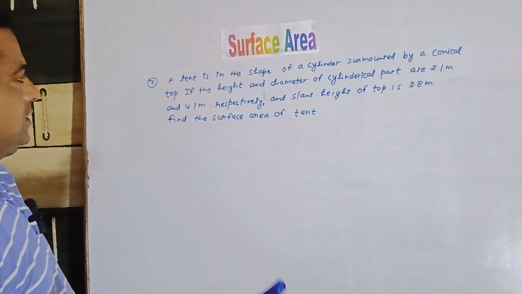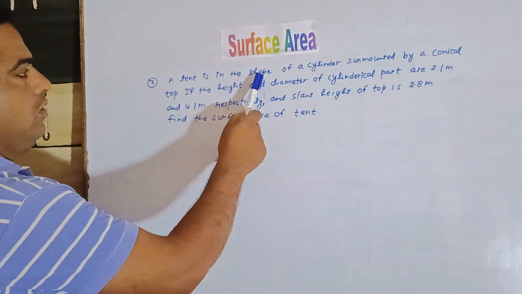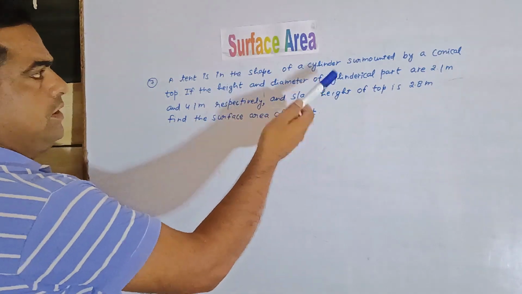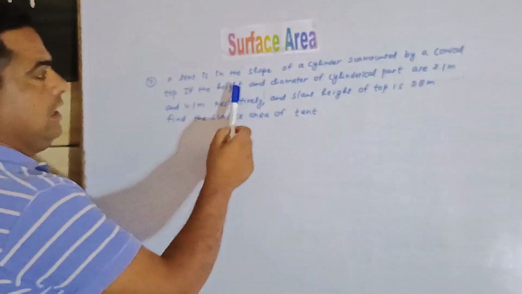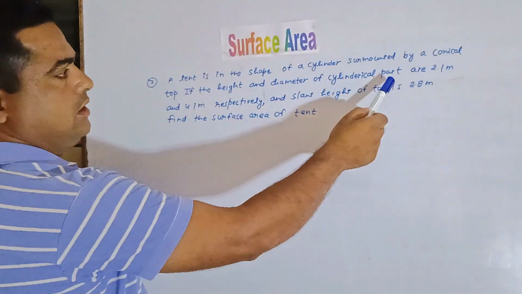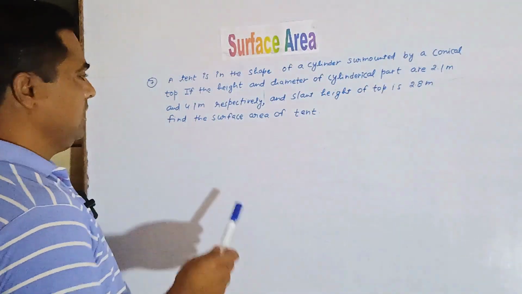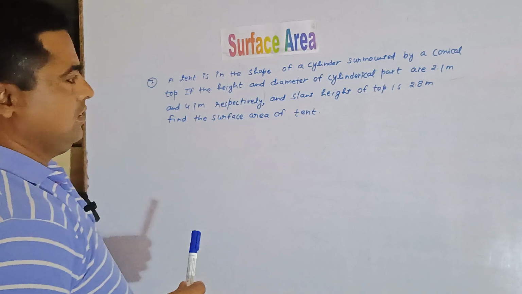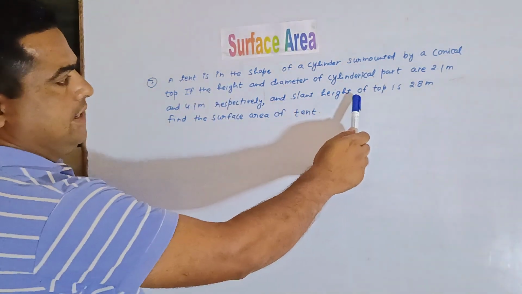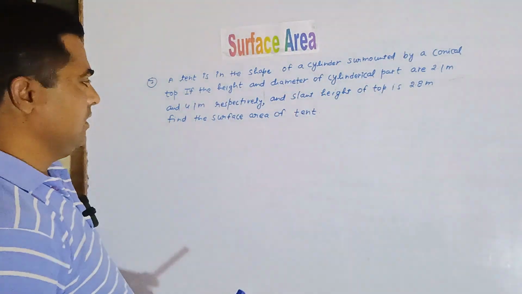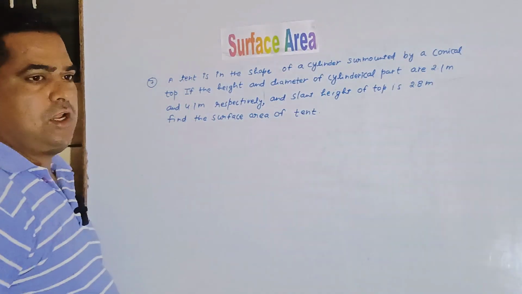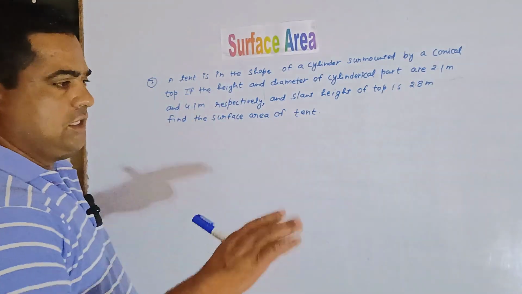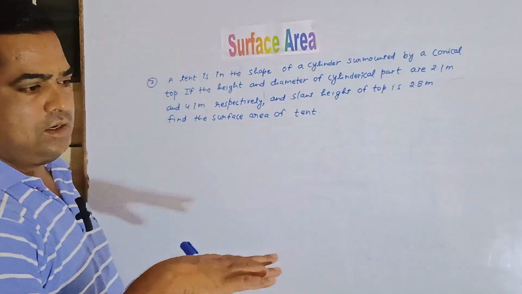Students, our next question is, a tent is in the form of a cylinder surmounted by a conical top. If the height and diameter of the cylindrical part are 2.1 meter and 4 meter respectively, and the slant height of the top is 2.8 meter, find the surface area of the tent. Okay, we have to find the surface area of the tent, and they are saying that there is no cloth in the base of the tent.